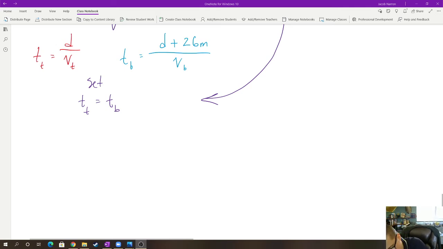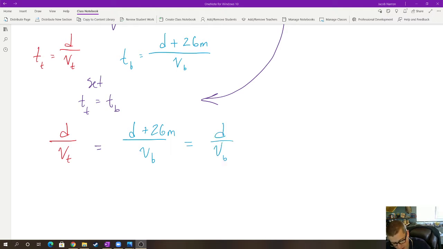So basically I'm going to say, well, distance over velocity of tourist is going to be equal to distance plus 26 meters over velocity of bear. And if we didn't have that addition in the numerator, it'd be a pretty easy problem, but it's still not that bad. I'm going to break this up into two fractions on the right side. I'm going to separate it out and make it distance over velocity of bear plus 26 meters over velocity of bear, because that'll allow me to at least get one number here in a second. So I just broke the fraction up. Not a big deal. We're not reinventing the wheel.